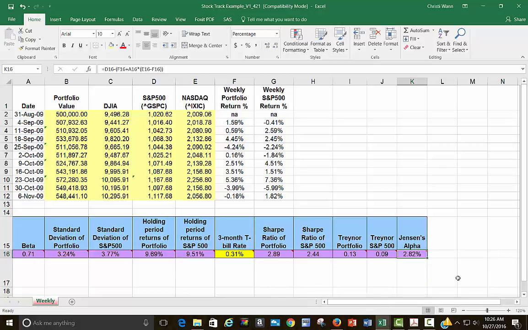So Jensen's alpha, if you get a negative alpha, that means you did worse overall than the market. If you get a positive Jensen's alpha, that's good news. You did well. The higher that number, the better. So this should help you complete this for the portfolio.